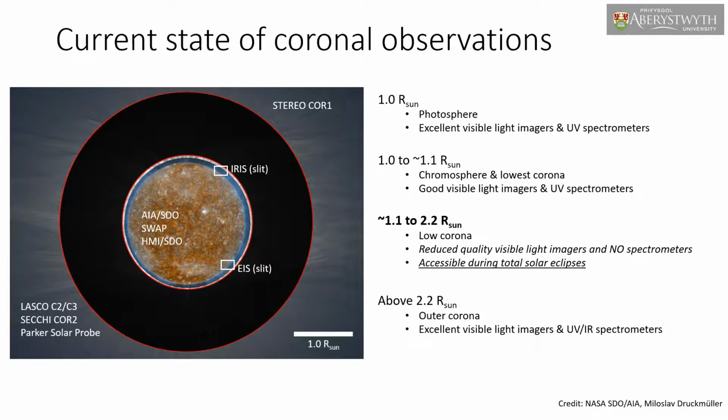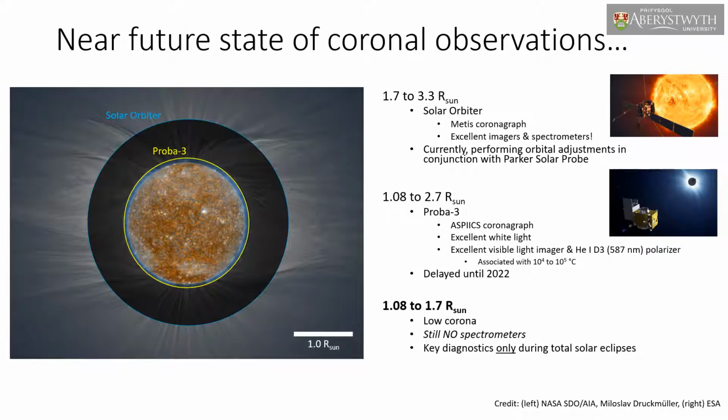Super cool stuff. But if I look at upcoming missions, things start to look a bit better for the low corona. First, we have the Solar Orbiter, which has excellent imagers, spectrometers, and a coronagraph to simulate eclipses whenever it likes. It's really an awesome spacecraft. And it's currently performing orbital adjustments to sync up with the Parker Solar Probe during one of its dives. But Solar Orbiter itself is going to stay at a safe distance and thus only get down to about 1.7 solar radii with its suite of optics.